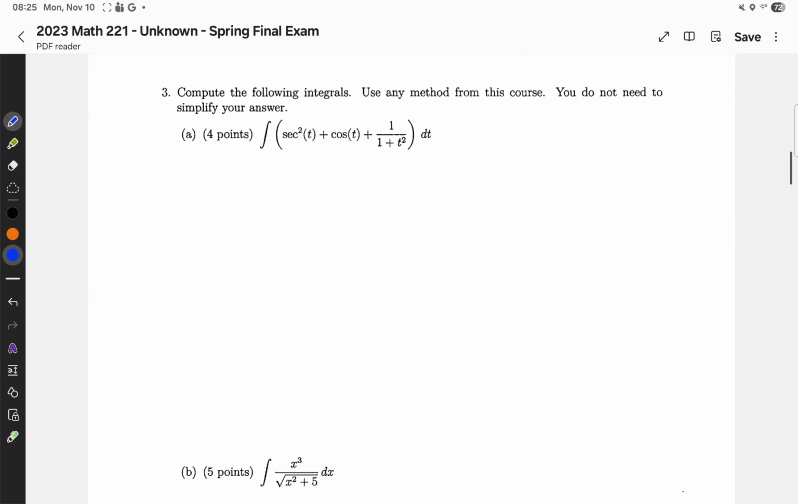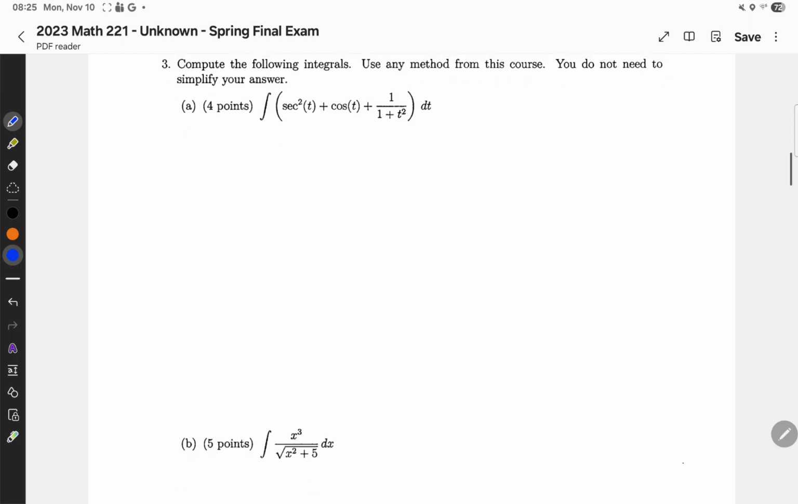All right. Moving on to question 3. Compute the following integrals. Use any method from this course. You do not need to simplify your answer. So for this one, I'm going to write I equals just to keep track. You definitely don't really need to do this. We have the integral of secant squared t plus cosine t plus 1 over 1 plus t squared.